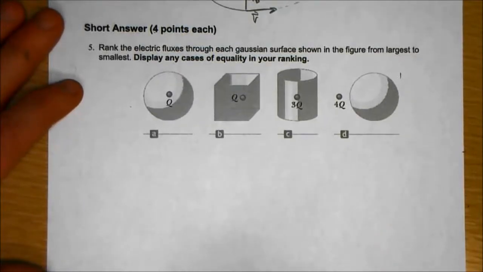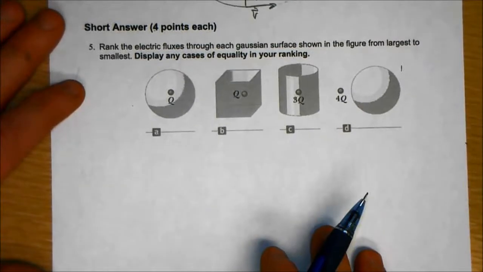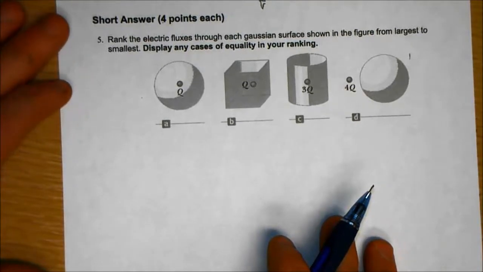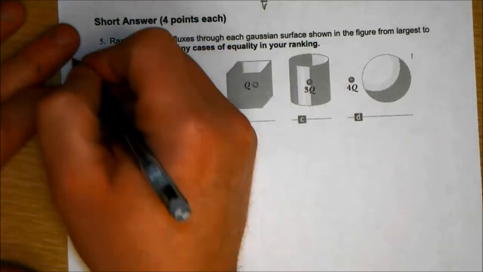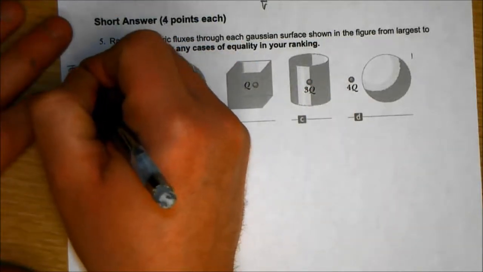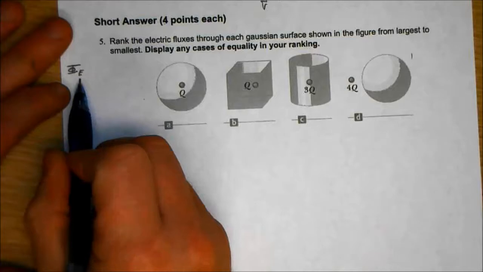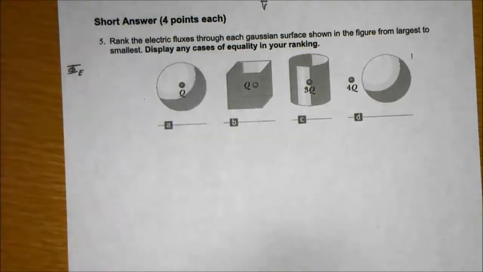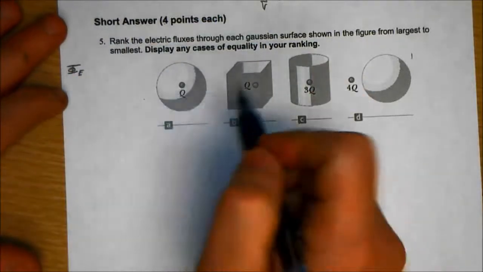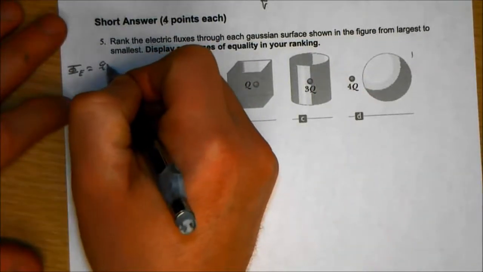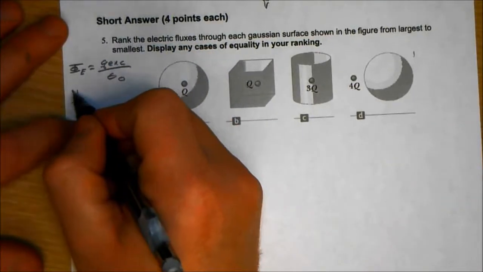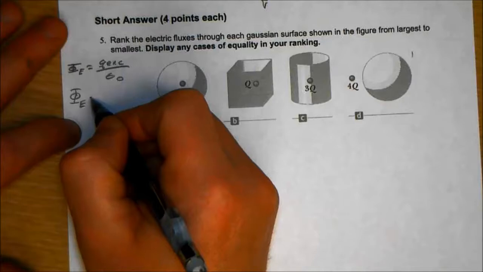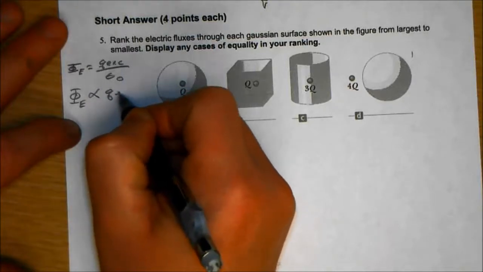Okay, so back to Gauss's law. Rank the electric fluxes through each of the Gaussian surfaces in the figure from largest to smallest, displaying cases of equality. So Gauss's law says that the electric flux, now I'm putting the little subscript E here for electric because we're about to get into magnetic flux. But in this case, it's just the electric flux is equal to the charge enclosed over some constant epsilon naught.